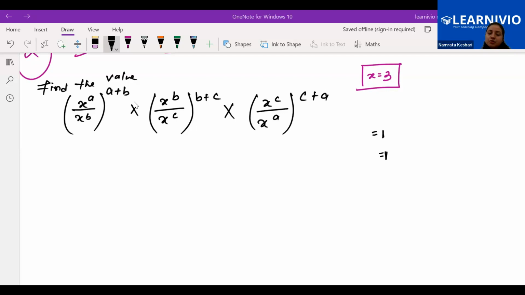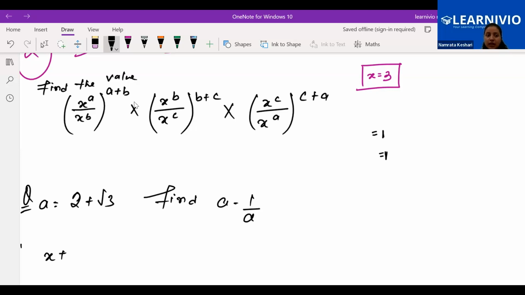If a is equal to 2 plus root 3, then find a minus 1 by a. And similarly, one more question is there. This one is a different question, and this one is different. Okay, first do the previous one, then try this one.